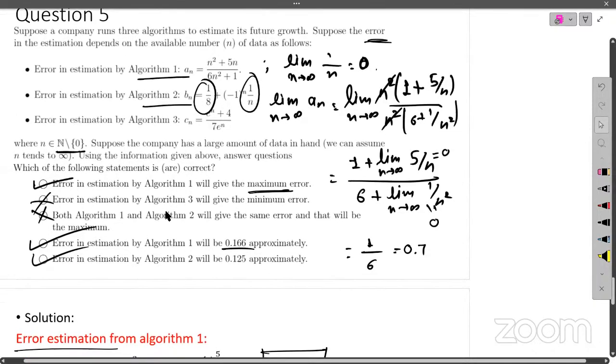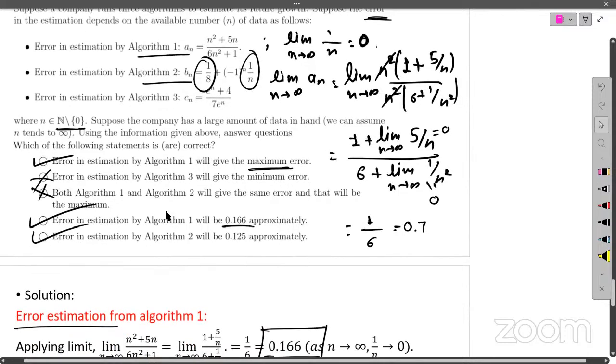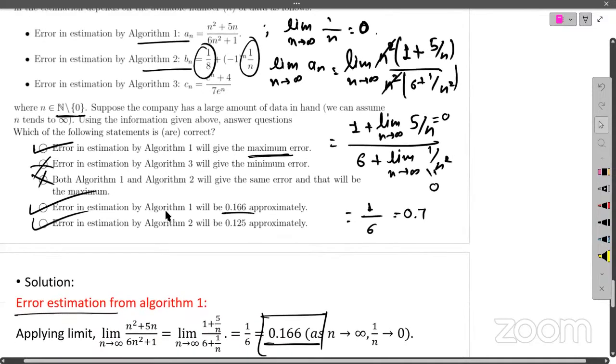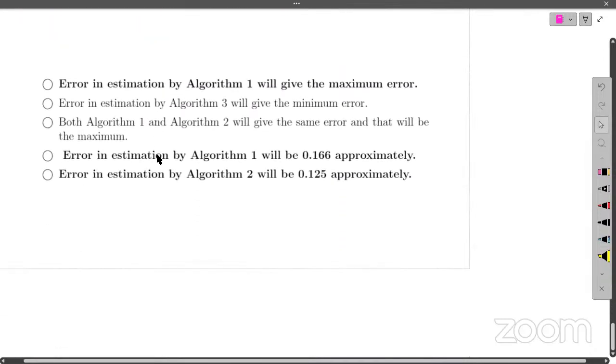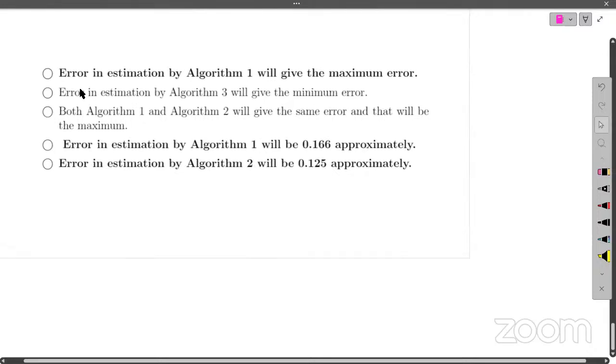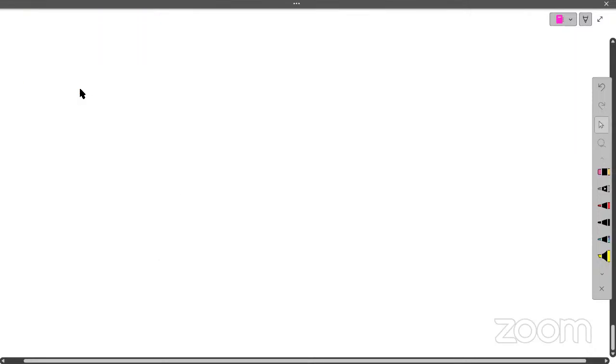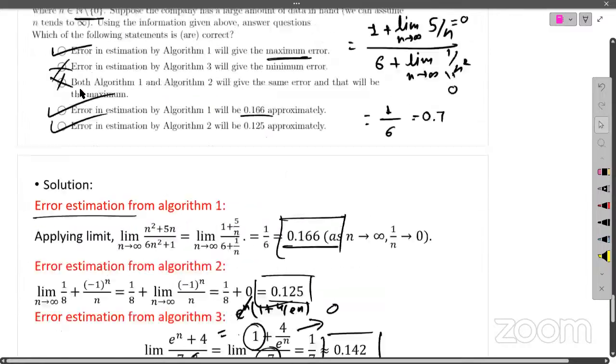Why maximum, ma'am? For 1 it is 0.125. Oh, sorry, maximum error. Okay. Yeah, so these are the answers. So that's all I have.